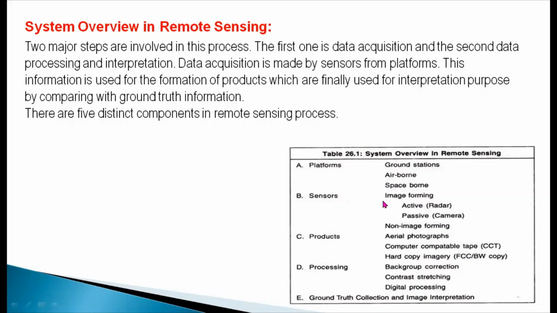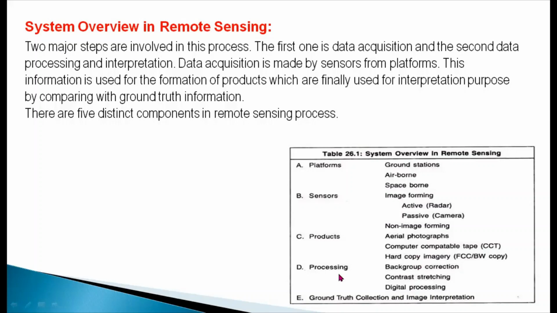Sensors are in space or in the sky. So these sensors capture the images. We have active and passive. For active sensors, we have radar, and for passive, we have cameras. Then the products. Products come in the form of photographs or images. अब वो जो प्लेटफॉर्म उससे कनेक्ट हुआ, सेंसर्स ने वो इमेजेस लिए और वो इमेजेस come to us in the form of aerial photographs, and these aerial photographs are converted into computable tape, या तो वो direct images हो या hard copy में उसको imagery convert किया.